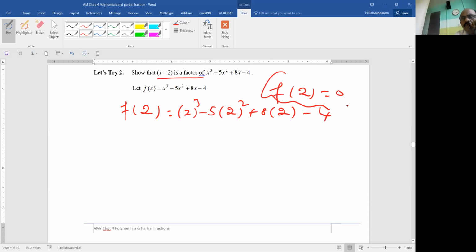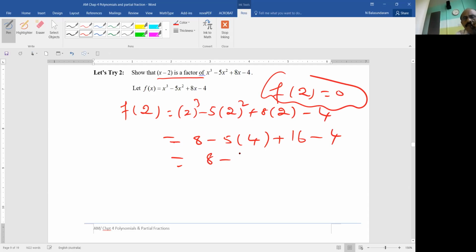So this is what I want to show, finally. All calculation: 2 cube is 8, 2 square is 4, 8 times 2 is 16, and minus 4. So this is 8 minus 20 plus 6 minus 4. So I get 24 minus 24, which is equal to 0.